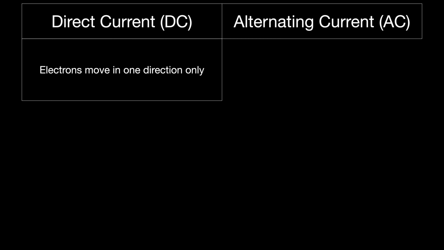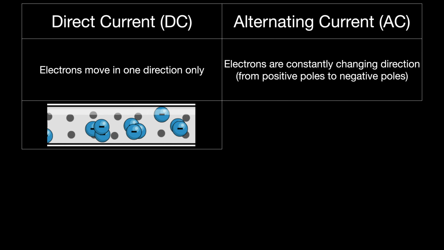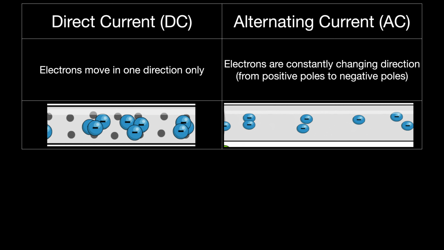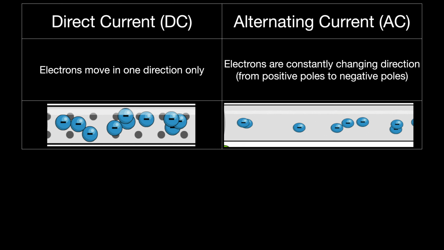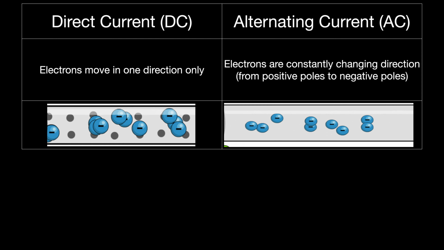Now, as we saw, in direct current, the electrons move in one direction only, whereas in alternating current, the electrons are constantly changing direction, moving from the positive pole to the negative pole. Direct current looks something like this, with all the charges, all the electrons, flowing in one direction, whereas alternating current looks something like this, where the electrons, or the charges, are alternating in direction. They're flowing in one direction at one moment and flowing in the opposite direction the next moment.